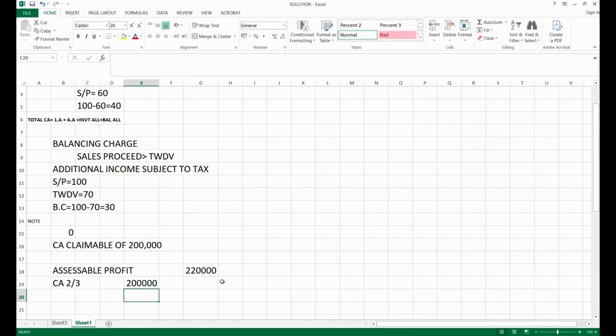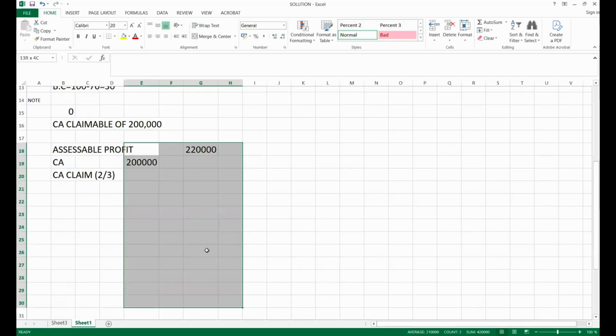But the law says that you cannot remove the entire 200,000 from this 220,000 because the government must still have something to collect as tax from you, because they need that money to carry out economic activity. The capital allowance claim will now be restricted to 2/3 of the accessible profit of 220,000.